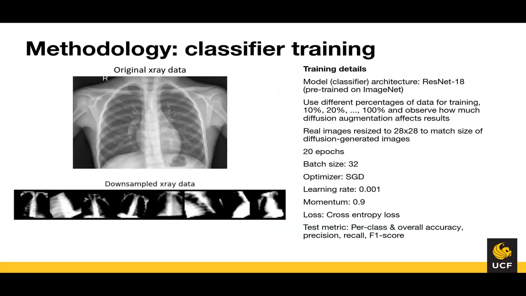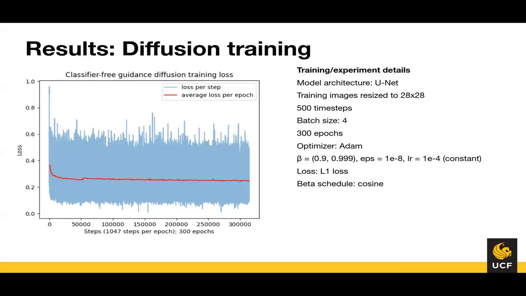So for the classification, I downscale the data to match what is output by the diffusion model. And here you can see all the hyperparameters that I use for training. As I mentioned on the previous slide, I'm planning to train classifiers with different amounts of data. So first I've trained the classifier on the diffusion imagery, and then I fine tune it on some percentage of the real imagery. And I'm planning to evaluate the effect of that.